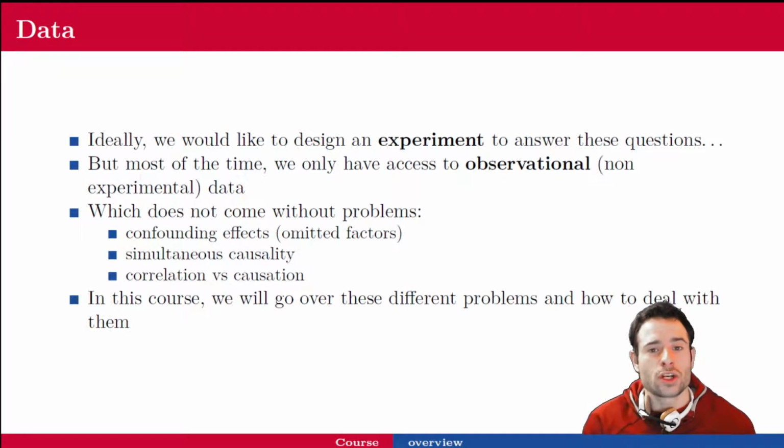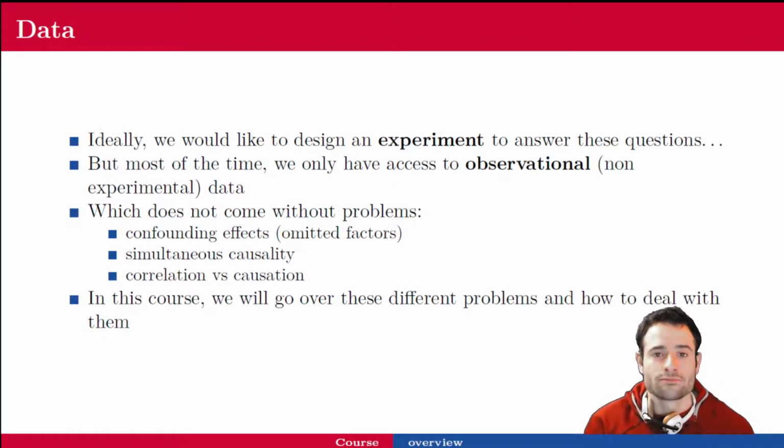In order to answer these questions, we will use data. Ideally, we would like to design an experiment to answer these questions. By designing an experiment, we can know exactly what kind of data we will need, we can get the relevant data, and we can use the most straightforward statistical tools to answer our questions. The problem is, most of the time, we only have access to observational data, survey data, online data, not experimental data. And this will come with a bunch of pickles.